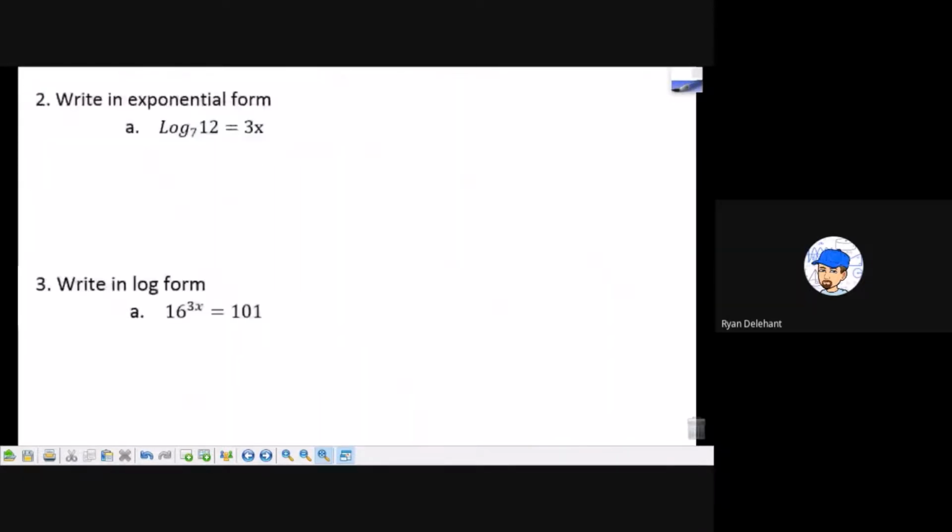Let's do these practice ones just real fast, okay? And I know we talked about these in the beginning of class, but let's just practice again. So exponential form, 7 to the 3x equals 12. Remember, your power is what's always by itself, and then the little number is called a base because it's the base of the exponent.